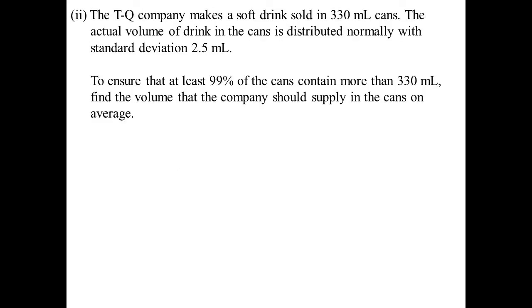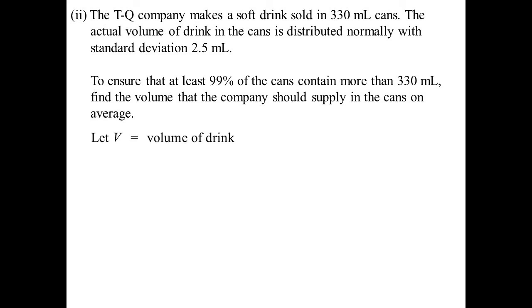The TQ company makes a soft drink. And we sell these drinks in 330 milliliter cans. Now, the actual volume of the drink is distributed normally. Some will have more than 330, some will have less than 330. The deviation, 2.5 milliliters. We want to make sure that every drink that we produce, well, it's going to be impossible to get them all right, but we want at least 99% will contain more than 330 ml. People aren't going to complain if they get more. They're only going to complain if they get less. So we want to try and get more than 99%.